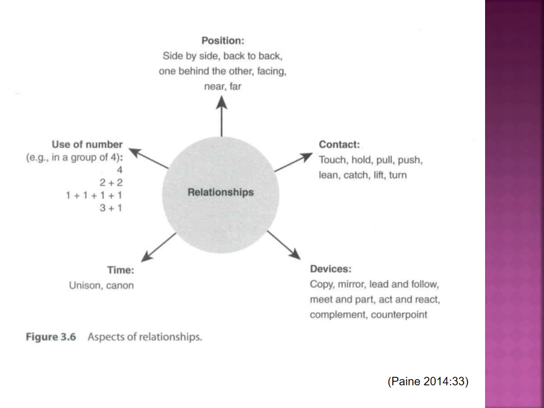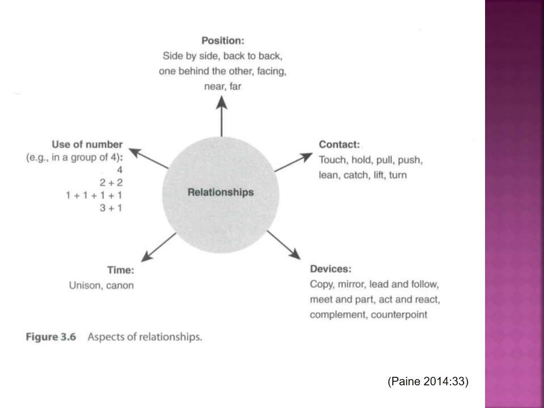Here are some different relationships we can utilize in dance. In terms of position, if we have more than one dancer, they can stand side by side, back to back, one behind the other. They can face each other. They can be near to each other or far from each other. In terms of contact, there are some different ways that two or more people can relate to each other. Devices, we've just spoken about some of those. Time, they can be in unison, or canon. Canon is when they do the same dance but start at different times.